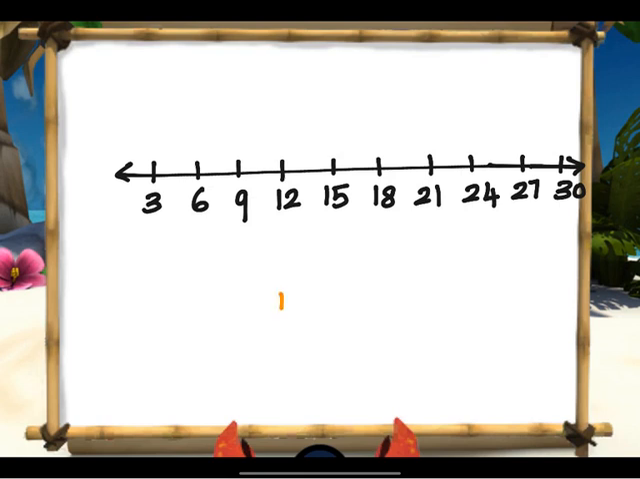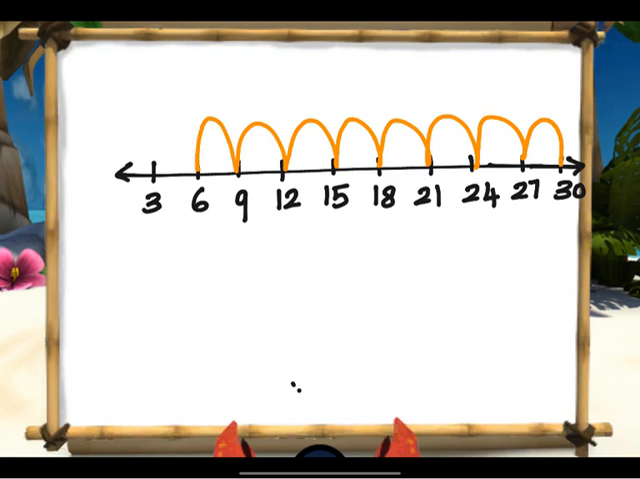So, counting forward is like so. 3, 6, 9, 12, 15, 18, 21, 24, 27, and 30. Now let me count backwards from 30. 30, 27, 24, 21, 18, 15, 12, 9, 6, 3.